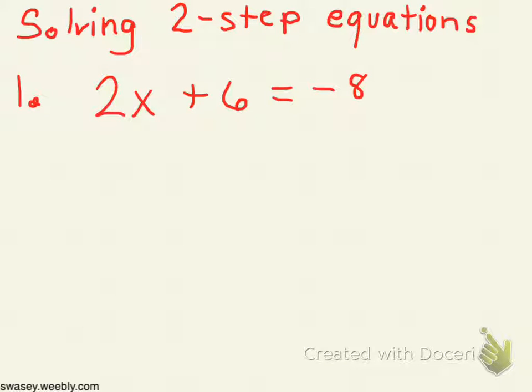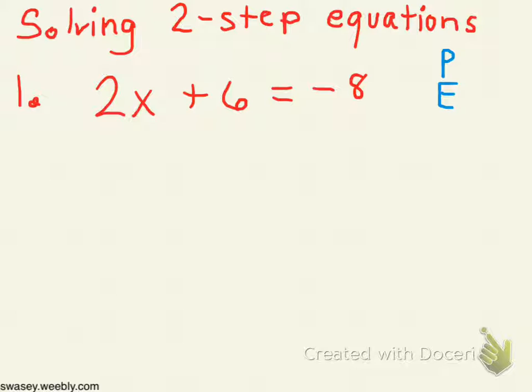Here we're solving two-step equations. You want to get rid of addition or subtraction first. If you think of your order of operations, it's all the grouping symbols. Sometimes we label that as P for parentheses, but it includes other grouping symbols as well.